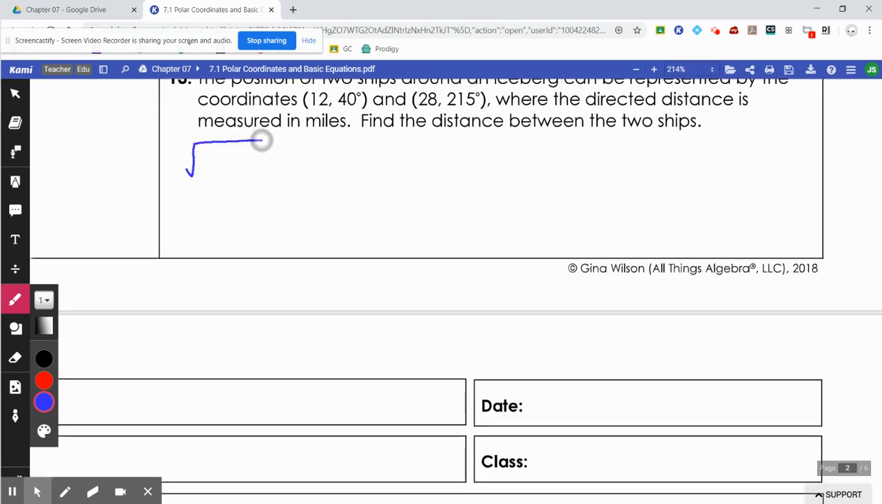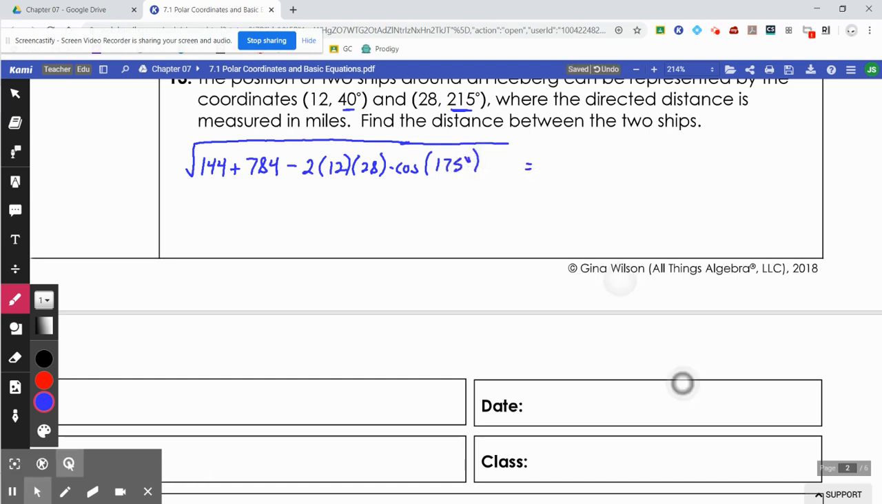Again, the distance is equal to the square root of R1 squared plus R2 squared, and that'd be 28 squared, which is 784, minus 2 times R1 times R2 times the cosine of theta 2 minus theta 1, that'd be 215 minus 40, which is 175. Type into your calculator and you're going to get right at 39.97, and it says we're measuring it in miles.